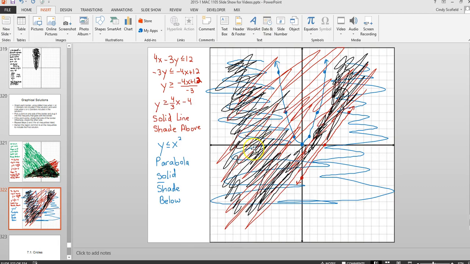But again, for the calculator version, you still have to be aware of what's happening with the inequalities in order to know whether to shade above or below and so forth.